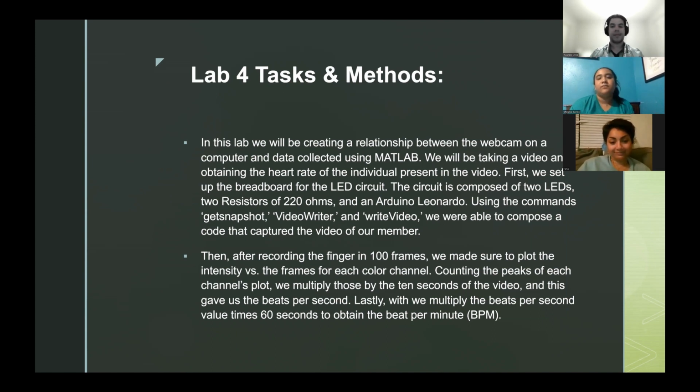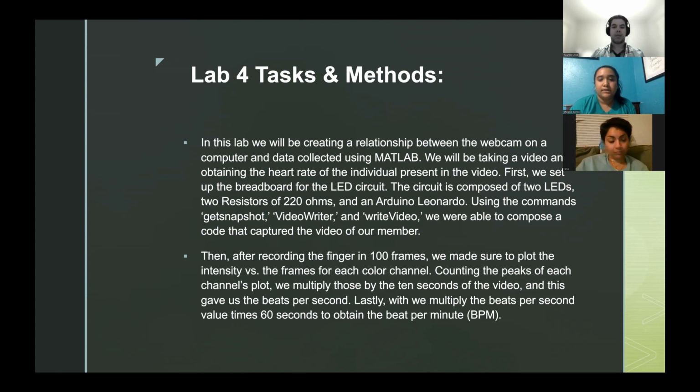Okay, so the lab 4 task and methods. In this lab, we will be creating a relationship between the webcam on the computer and the data collected using MATLAB. We will be taking a video and obtaining the heart rate of the individual that is present in the video. First, we set up the breadboard for the LED circuit. The circuit is composed of 2 LEDs, 2 resistors, and an Arduino Leonardo.